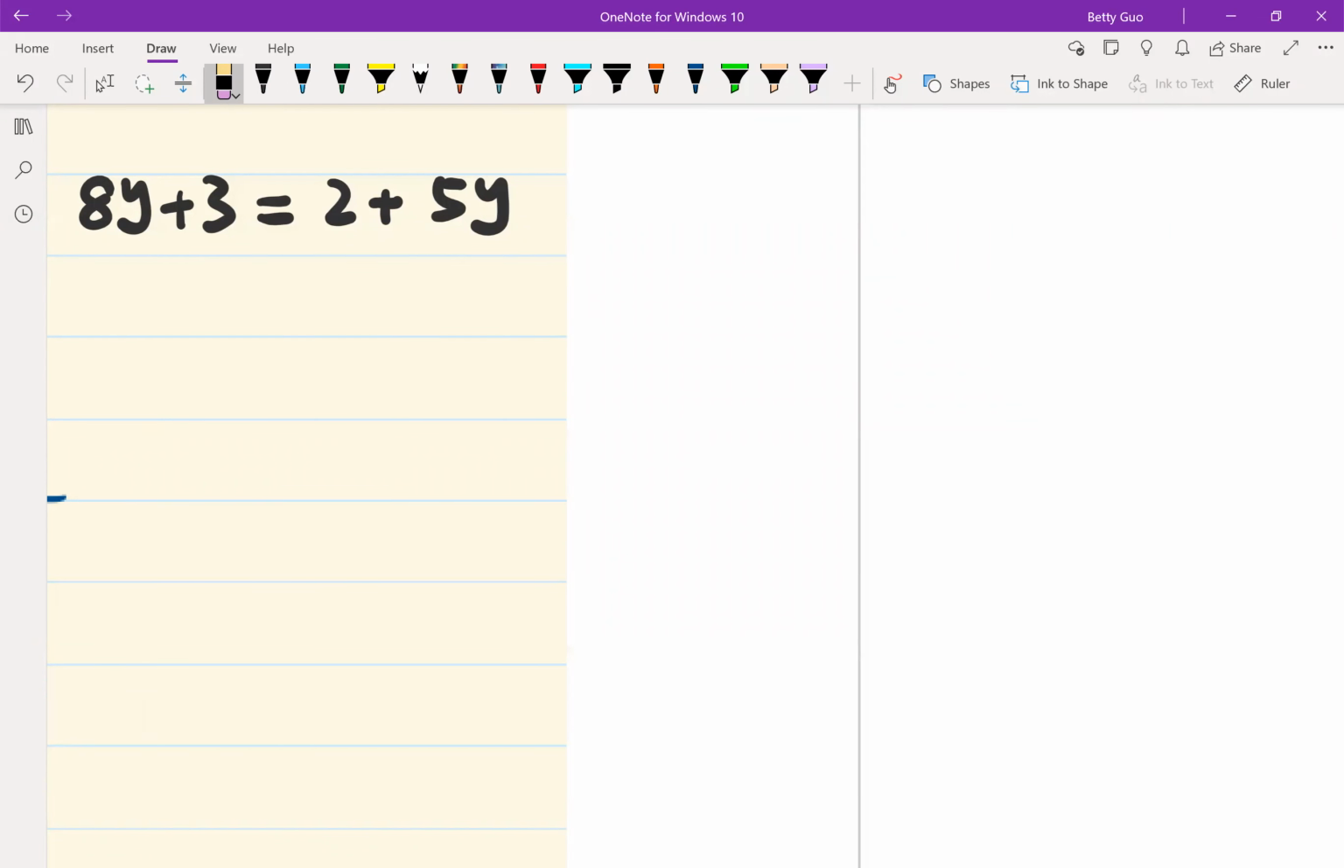So which method are you using? You do have to have a method. What is 5y minus 5y? What is 3 plus 3? You cannot combine them when they are on different sides of the equation. You can only combine them when they are on the same side, right? So you have to move them around, whatever method you like to use.